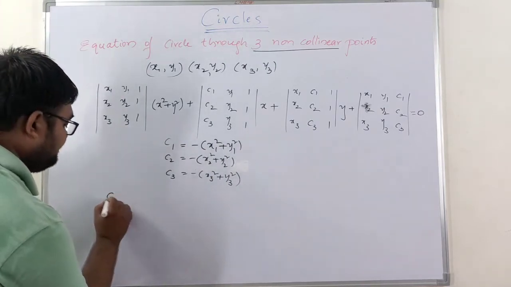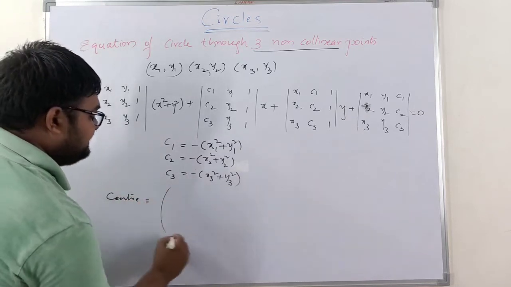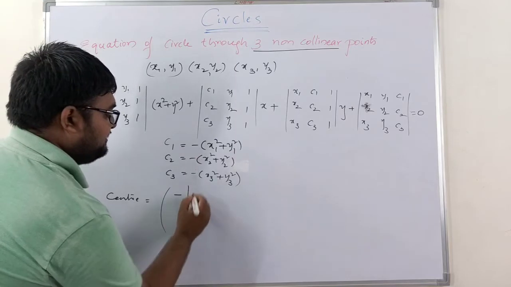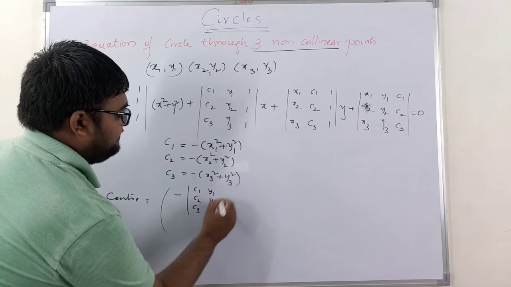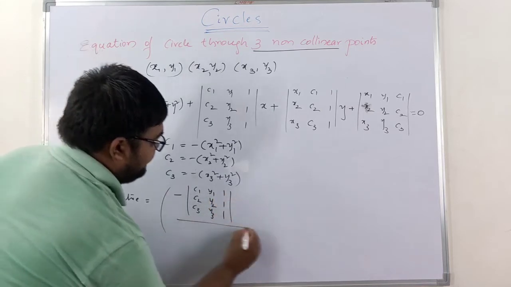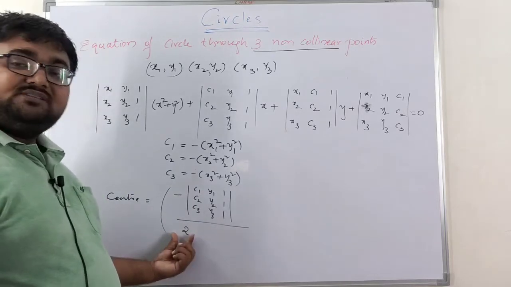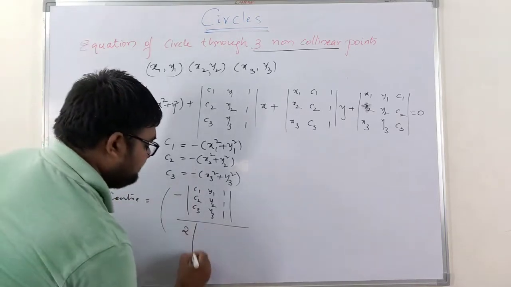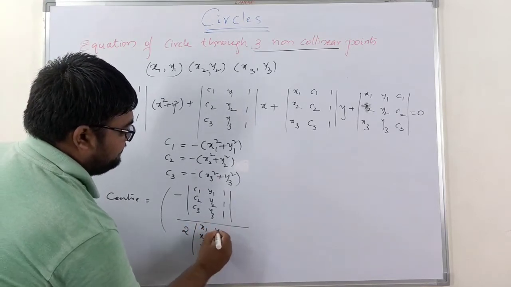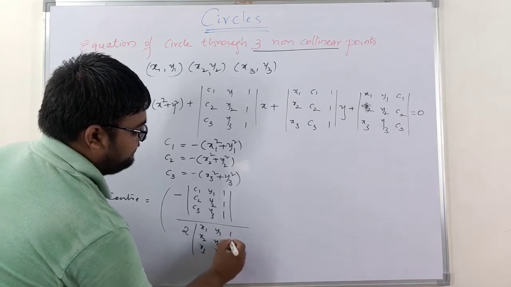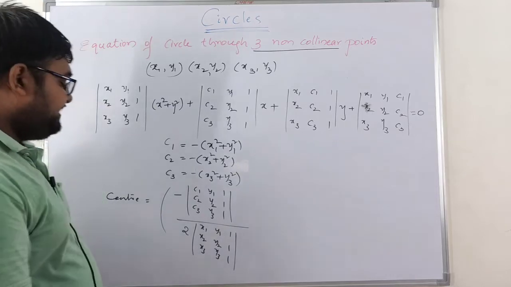So let us see the center. So what is the center here? So the center is nothing but minus of the determinant of C1, C2, C3, y1, y2, y3, 1, 1, 1 divided by, since we need to take half now, so this 2 is because of that half, into the determinant of x1, x2, x3, y1, y2, y3, 1, 1, 1. So this is nothing but the x coordinate of my center.